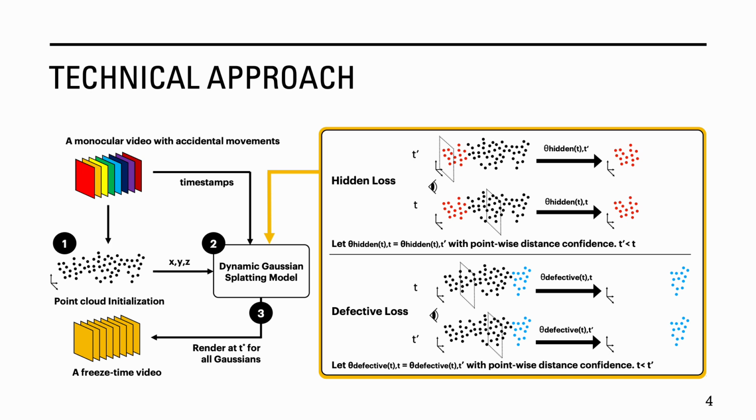Third, once training finishes, we render the freeze time video by locking all Gaussians to a single user-selected timestamp t star. The camera moves along its original path, but the scene stays perfectly frozen at that moment.